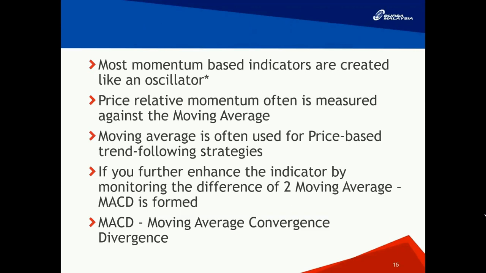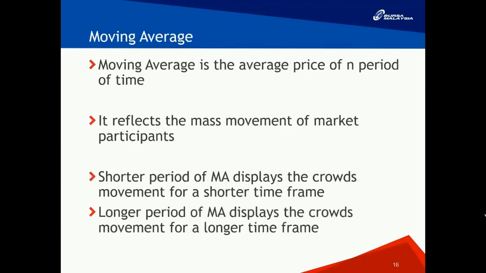If you further enhance this tool, you get two indicators, or two MAs, and form an MACD. MACD is the moving average convergence divergence indicator. We will use this indicator to build a system later on.